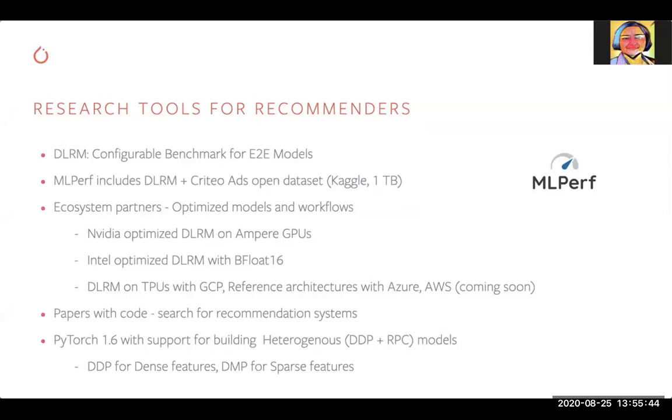On Papers with Code, you can find the state-of-the-art models and papers with actual code, which can give you a jumpstart for your research. Finally, with the PyTorch 1.6 release, we added support for building heterogeneous DDP and RPC models. So you can now use DDP for your dense features and DMP for your sparse features where your embedding tables do not fit into a single machine.